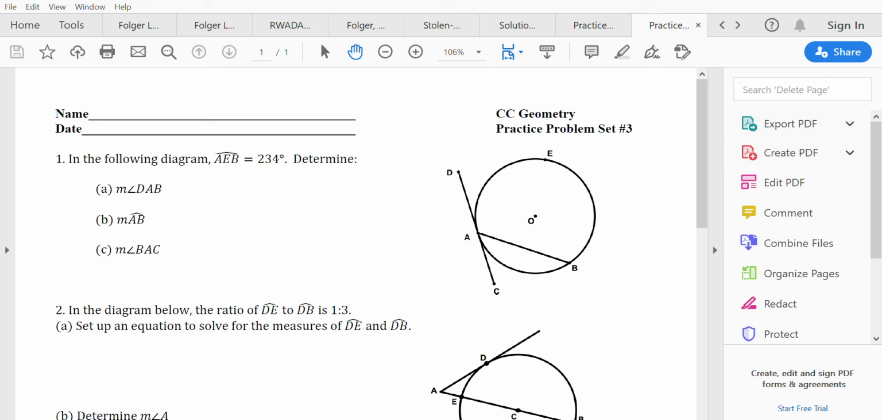Now, the next one says to find arc AB. Well, you should know that a whole circle is 360, so this was part A. For part B, the whole circle is 360. So if we know that this part is 234, then this arc over here is going to be 360 minus 234, which is, with my handy dandy calculator here, 360 minus 234, we get 126 degrees.